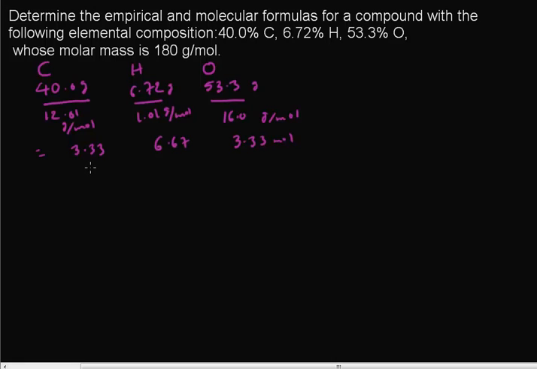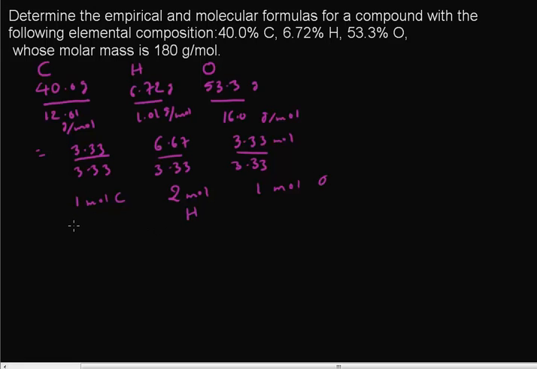Now to determine the empirical formula, you need to calculate the simple mole ratio. How do you determine the simple mole ratio? You divide the given moles by the smallest number, which is 3.33 here. So the simple mole ratio would be 1 mole of carbon. Here you can round it off, so that would be 2 mole of hydrogen and about 1 mole of oxygen.